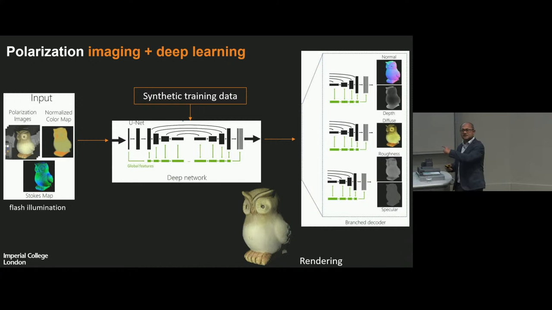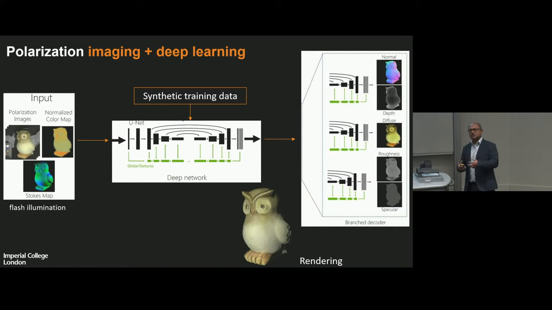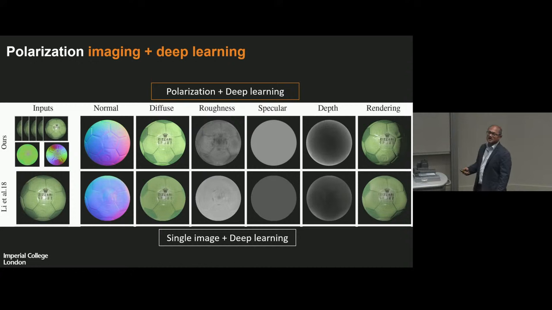Now, computer graphics plays another role here, where we use graphics to produce synthetic training images because there isn't enough real images to be able to do this sort of deep learning with real data. So synthetic data also required us to simulate polarization images in a rendering and to produce enough data for training. But once you've done that, we showed in this work that the computational imaging plus deep learning produces much more accurate shape and reflectance information for these objects. The same network architecture, when trained on just flash illumination, produces inferior results for the same computation and the same training data.